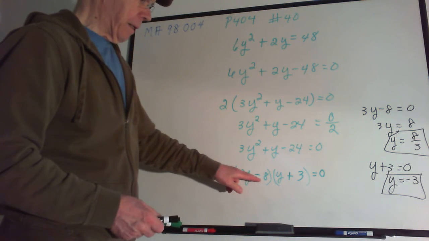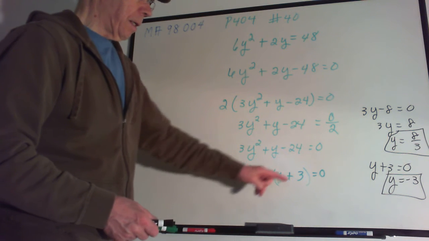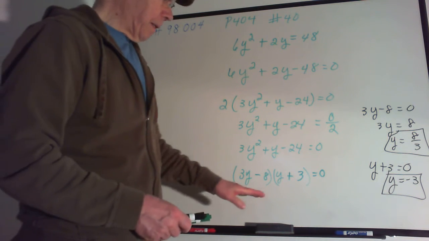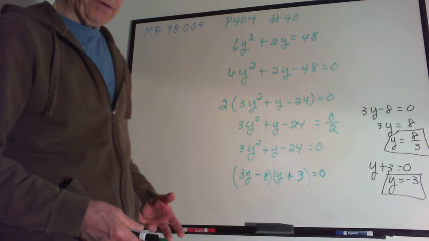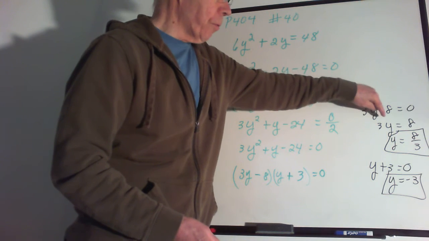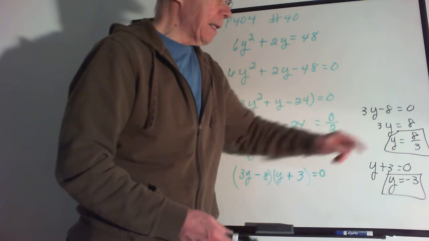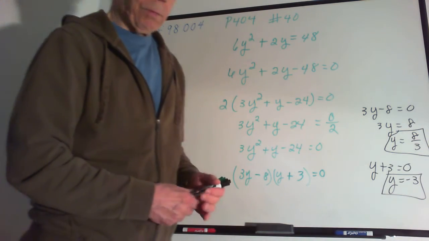I get 3y minus 8, parentheses, times y plus 3 equals 0, which means that either this is 0 or that is 0. One of them has to equal 0. So 3y minus 8 equals 0, 3y equals 8. Y can equal 8 divided by 3, or y can equal negative 4.